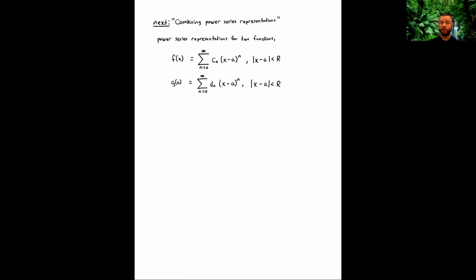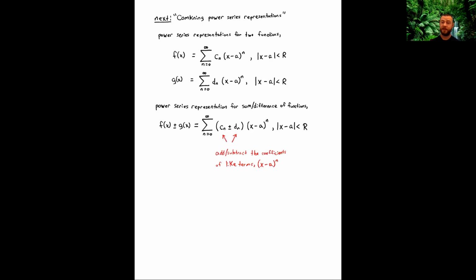Now, what might we want to do between two functions, f of x and g of x? A simple way to combine them is by adding or subtracting. So we get our first way to combine power series representations. It's the simplest way and one of the most useful ways as well. We can just add or subtract the two power series representations for each function.